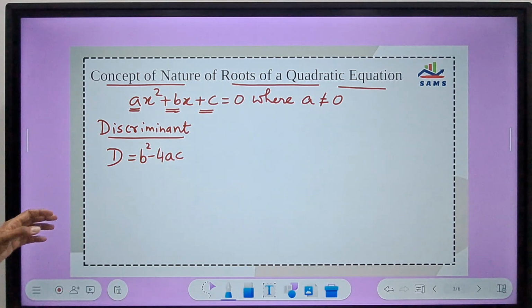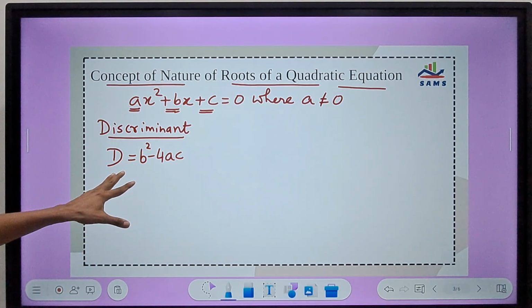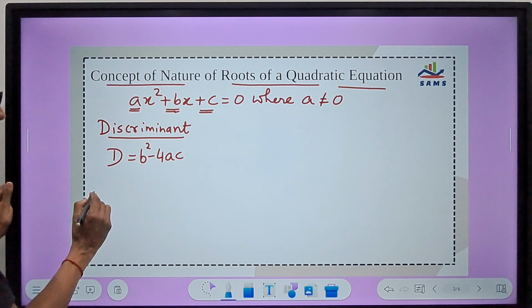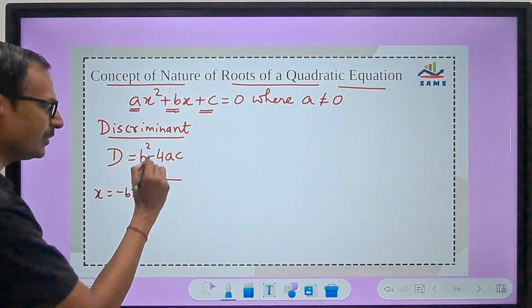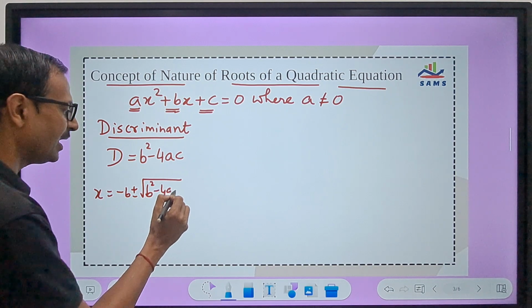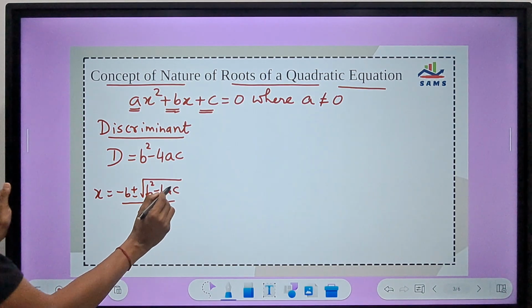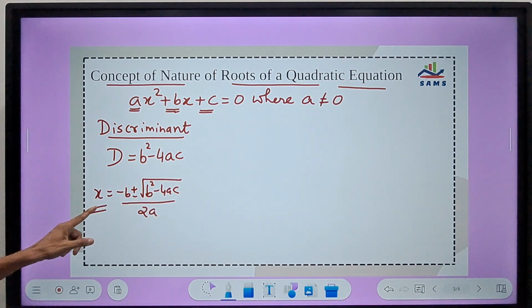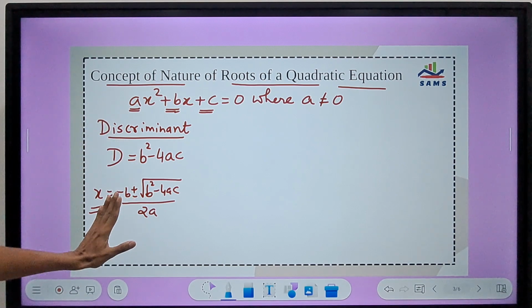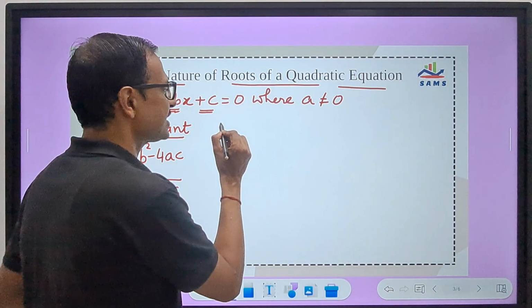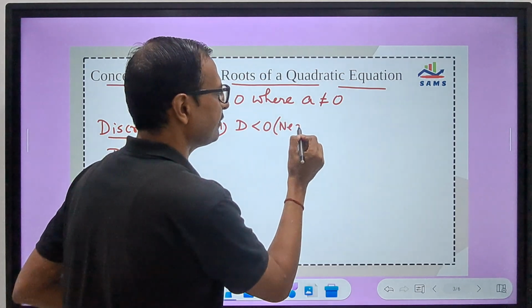Right? Now if you have studied the quadratic formula before, you will be familiar with this b square minus 4ac. If you remember, in the quadratic formula x equal to minus b plus minus square root of the same term, b square minus 4ac, upon 2a. So this quantity b square minus 4ac will decide the nature of the value of x, and therefore this quantity is known as the discriminant. Now let's take up the cases.